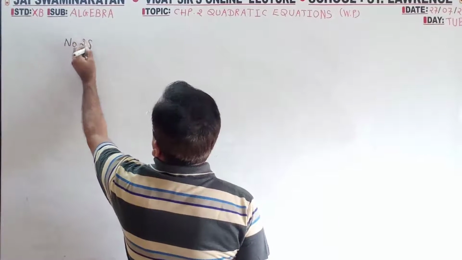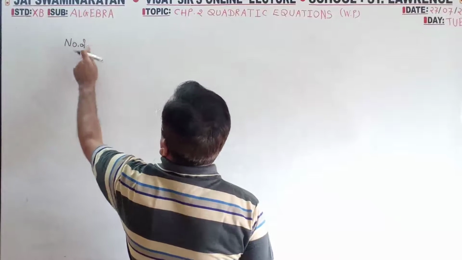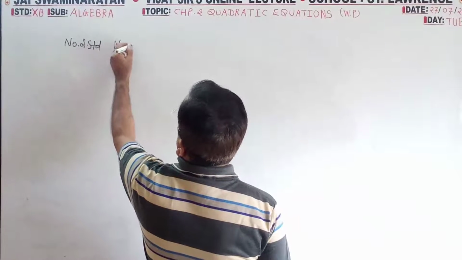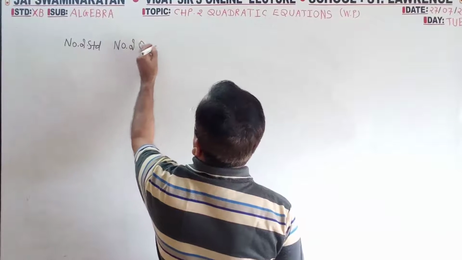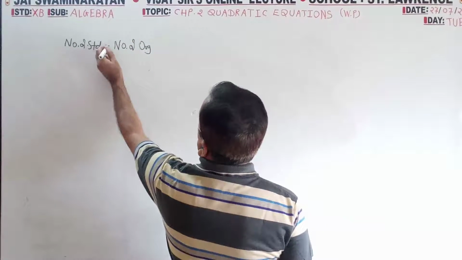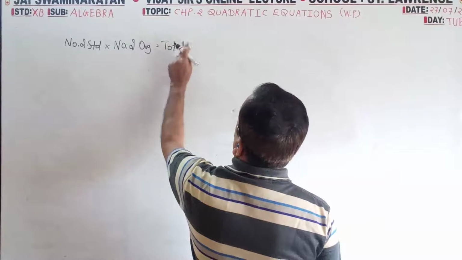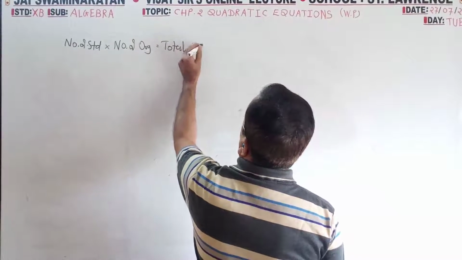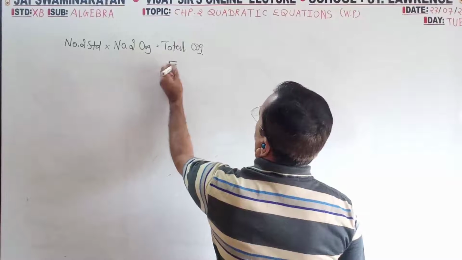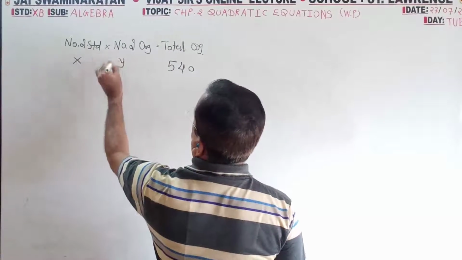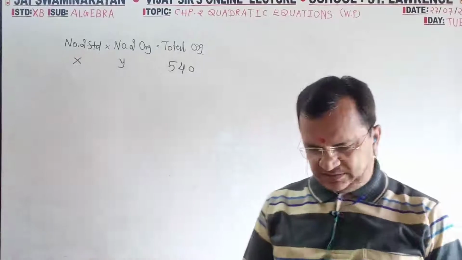Number of students, number of oranges, this into this, total oranges. Total they have given 540. Suppose students are x, number of oranges are y.